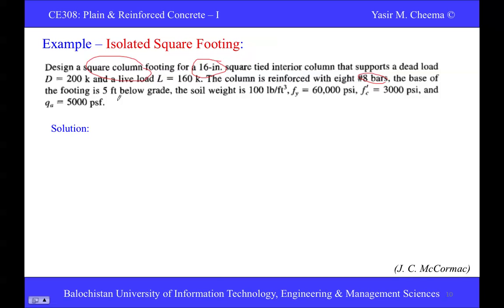What does this mean? This is a very important concept. You need to understand this one. You don't get confused with this concept, 5 foot below. And the weight is 100 pound per cubic foot. This is the weight of the soil. Further, yield strength and 28 days compressive strength are given. And Q is the earth pressure or the soil pressure, 500 pounds per square foot.